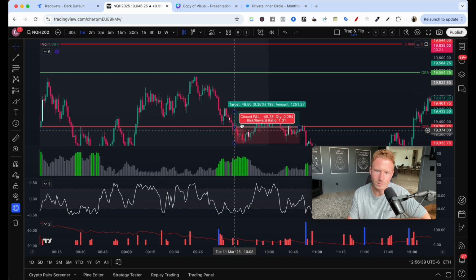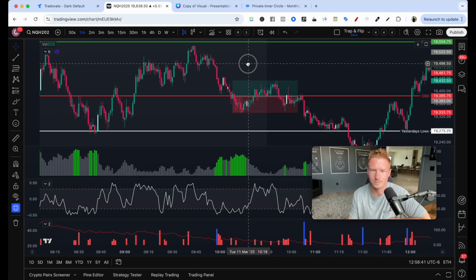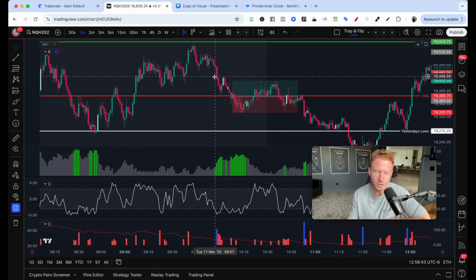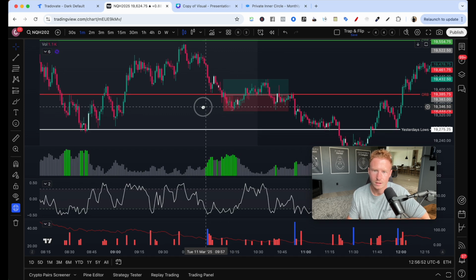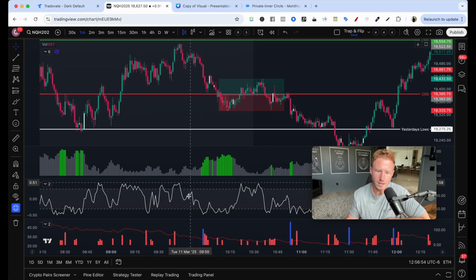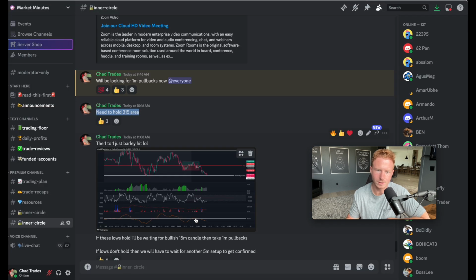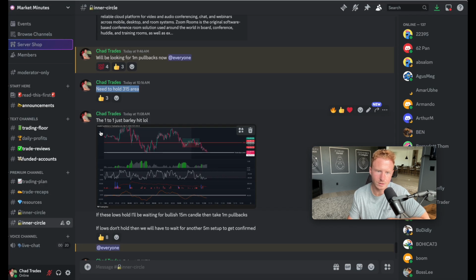Since we're not above our opening range, we don't have a clear trend. We're kind of just chopping around. So I want to take just more scalps. So for me, that's the 1-to-1 risk reward. So I took this trade. It was a winner.